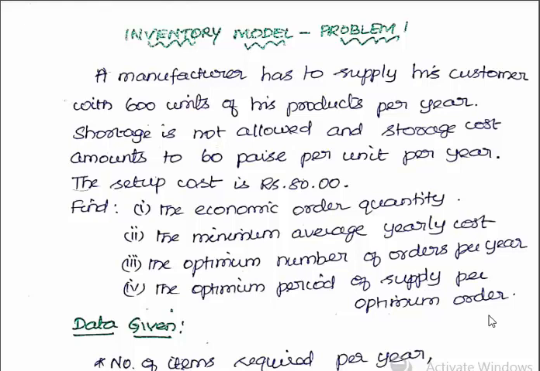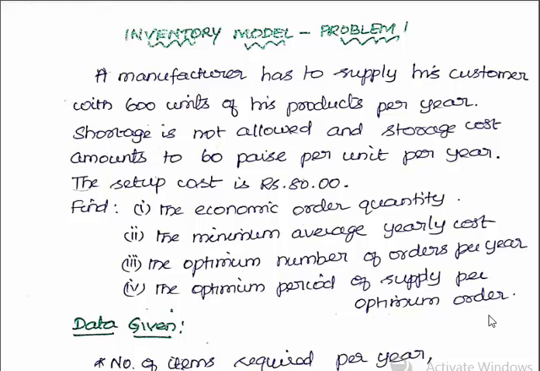Dear students, in this video we are going to solve a problem on inventory model. The objective of carrying inventory is to store the optimal number of products and to deliver the products whenever there is a demand. There are four types of deterministic inventory models.